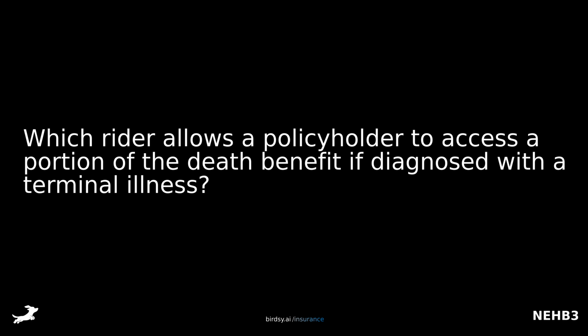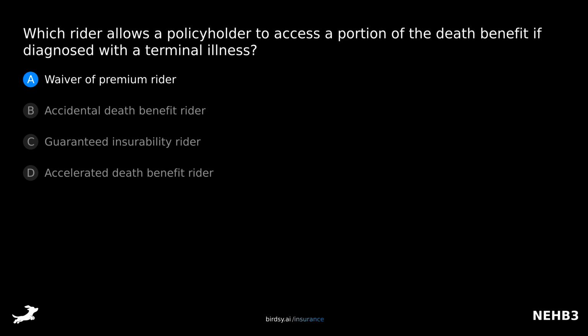Which rider allows a policyholder to access a portion of the death benefit if diagnosed with a terminal illness? Is it A, waiver of premium rider, B, accidental death benefit rider, C, guaranteed insurability rider, or D, accelerated death benefit rider? The answer is D, accelerated death benefit rider.